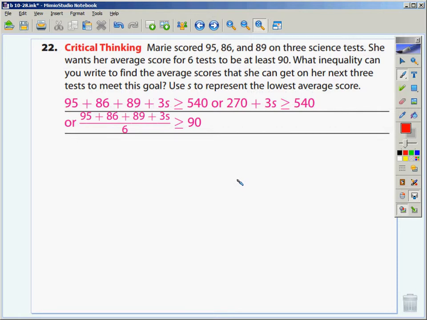There's number 22. By the way, they put 3 different equations up here. You're going to find out that the test score had to be greater than or equal to 90.